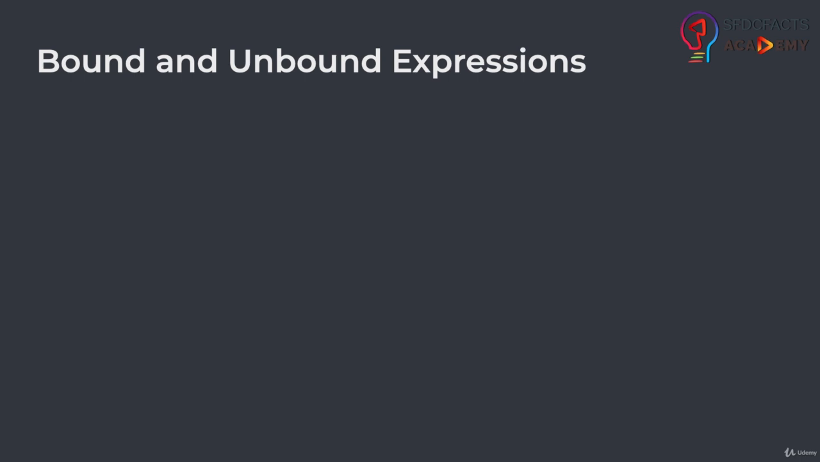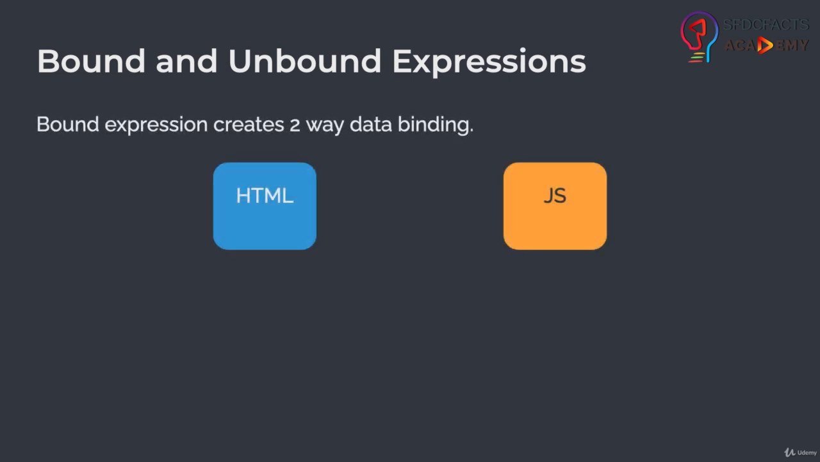There are two ways to access an attribute's value inside your markup file. The first way is using a bound expression and another way is using an unbound expression. The bound expression we have already seen, and what it does, it creates two-way data binding.